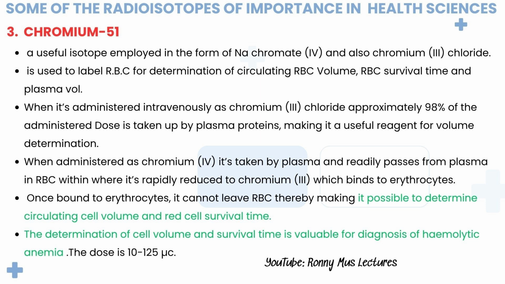So the determination of red blood cell volume and survival time is valuable when it comes to the diagnosis of hemolytic anemia. So you can simply say that chromium-51 is used to label red blood cells for determination of circulating red blood cells volume, RBC survival time, and plasma volume.